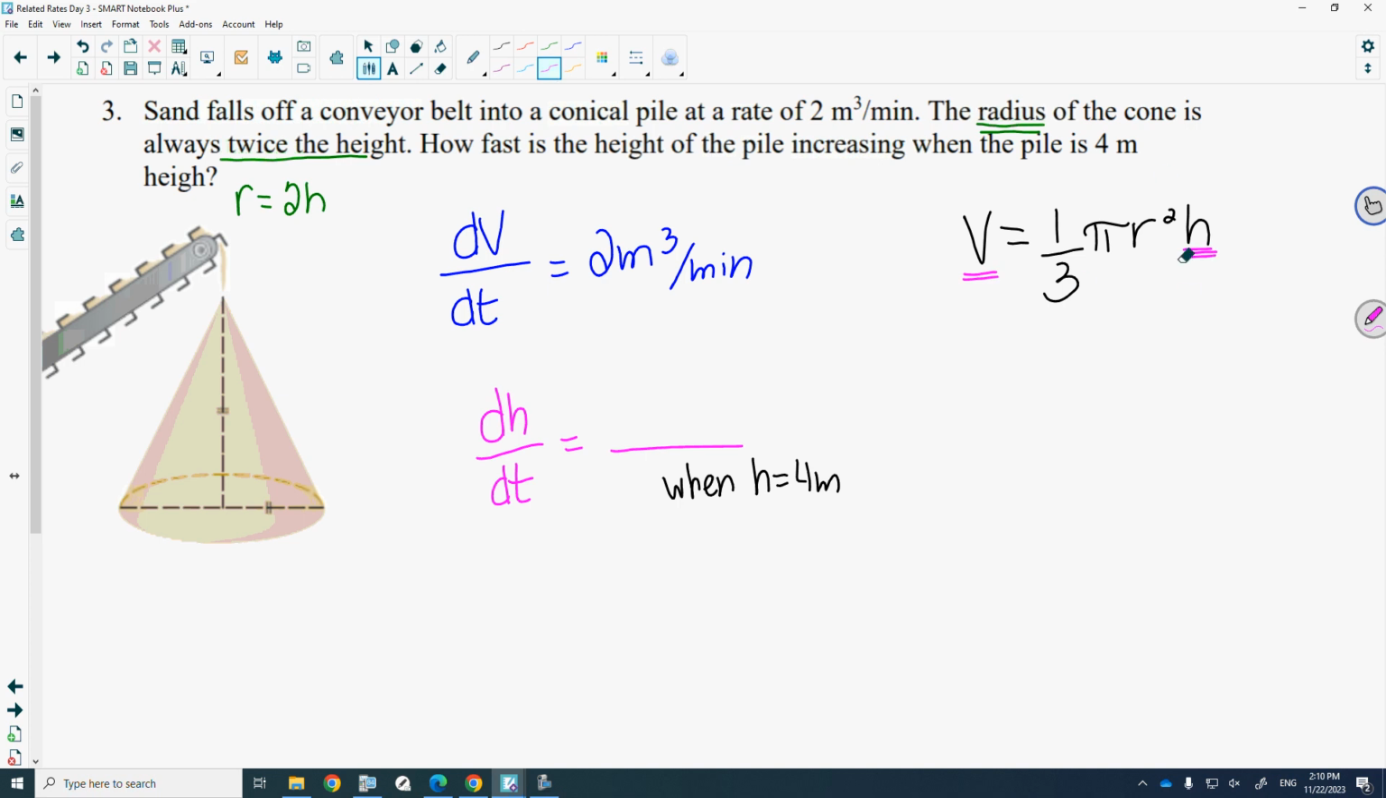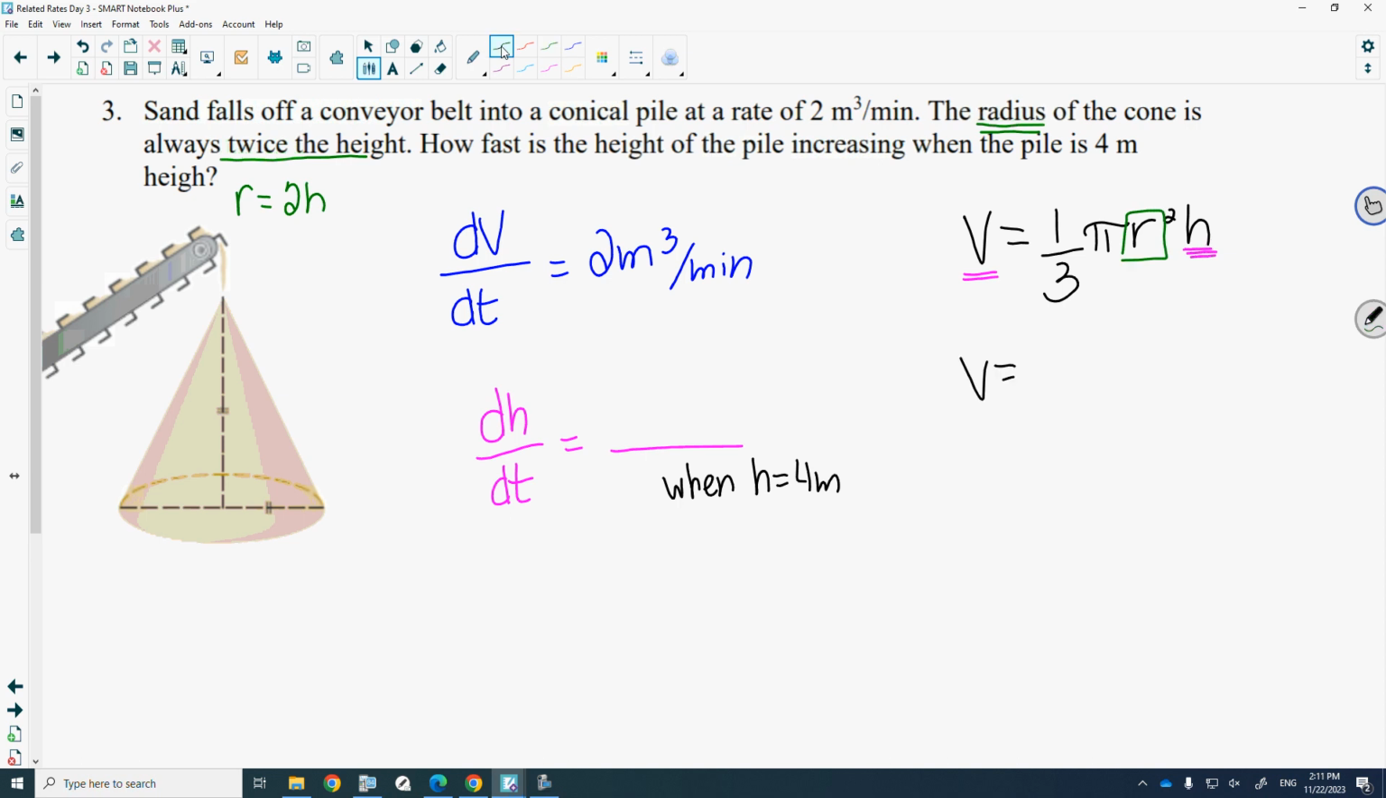If I implicitly derive this, I could use the product rule, but then I'm going to have r in my equation, and I'm going to have dr/dt. So is there a way that I could actually get rid of this radius? I need volume and I need height. Can I somehow use this to get rid of radius? Take out r and put in what instead of r? 2h. That's right. So take out r and put in 2h.